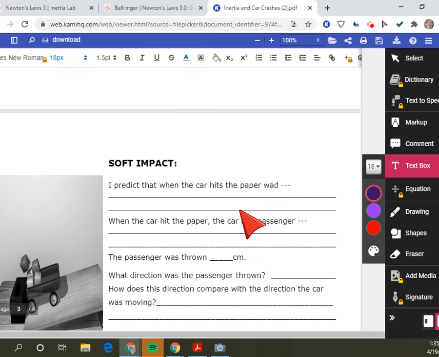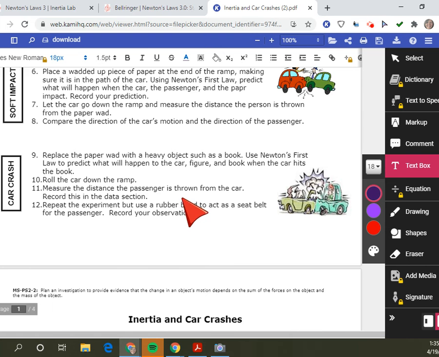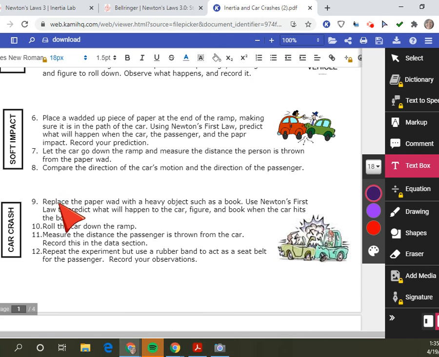It says book. So we're going to come up to the instructions and see what we're supposed to do. It says replace the paper wad with a heavy object, such as a book. So we have our other two books here. Roll the car down the ramp, measure the distance the passenger is thrown from the car. I do have a ruler over here, but the passenger hasn't been thrown from the car yet. So we will see if he gets thrown from the car this time.